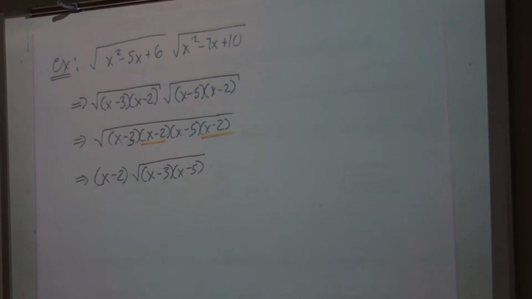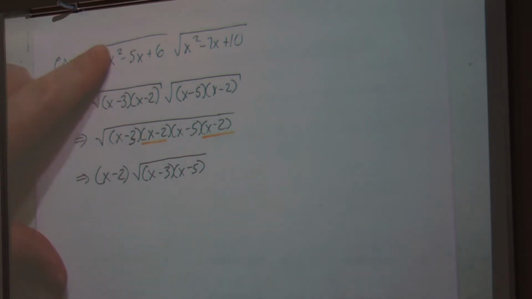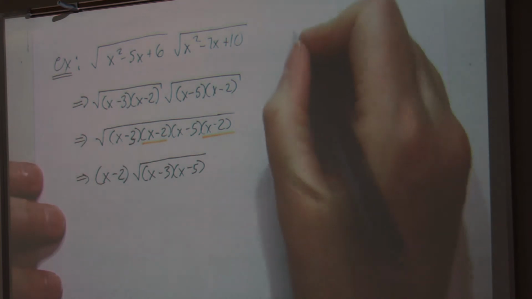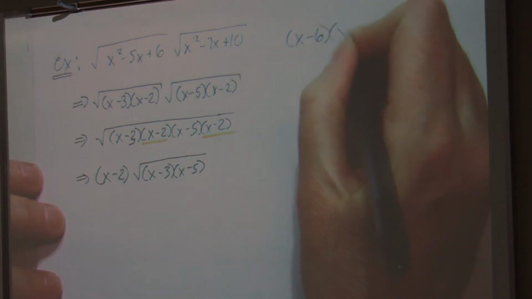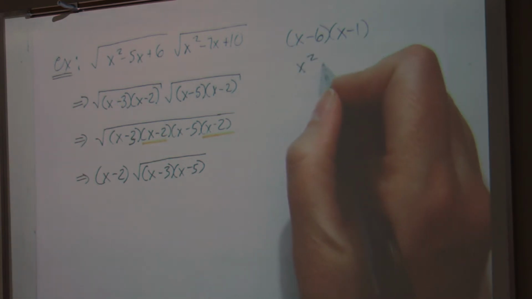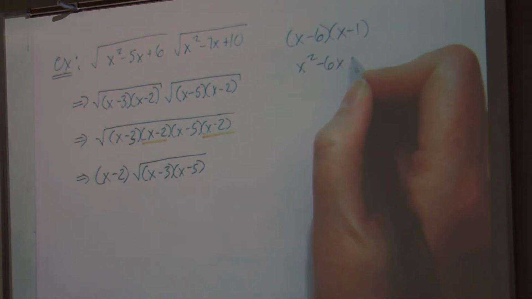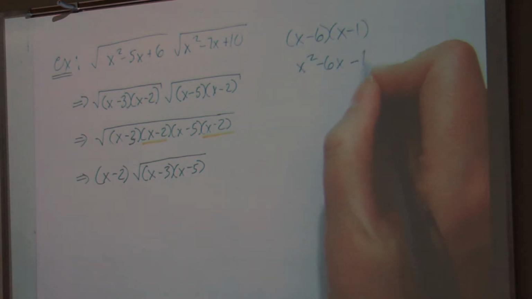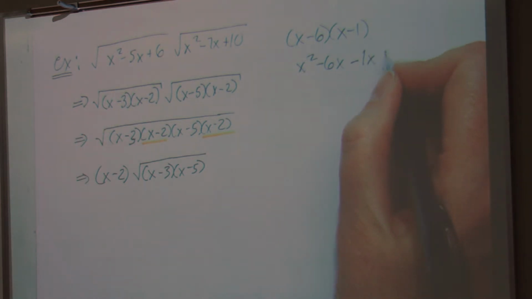What was that really bad? Because I got x minus 6 and x minus 1. What would you do if you did x minus 6 and x minus 1? Let me just FOIL this for you. You have x squared minus 6x minus 1x, and I screwed this all up, plus 6.